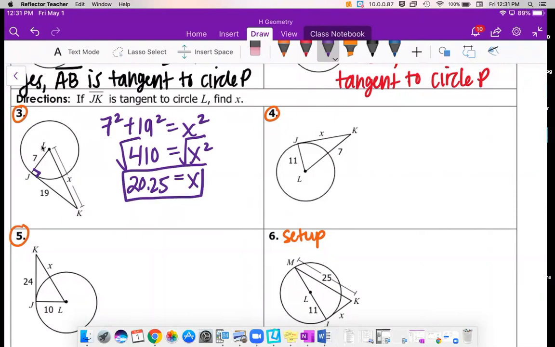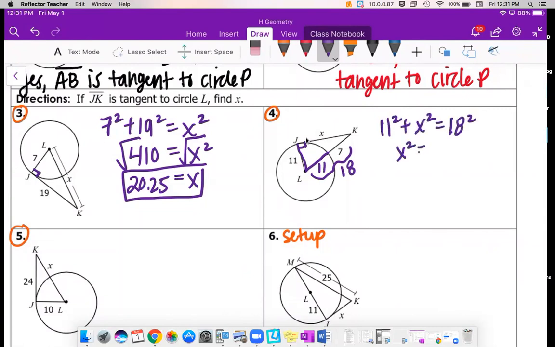Okay, same thing here. This is a 90-degree angle and they want to find x. Remember that these are both your radii, so this distance is also 11. That means this side of my triangle is totally 18. Then we just set up the Pythagorean theorem a little bit differently, because they give us the hypotenuse in this one and we're trying to find the leg. So we would do 11 squared plus x squared equals this whole 18 squared.